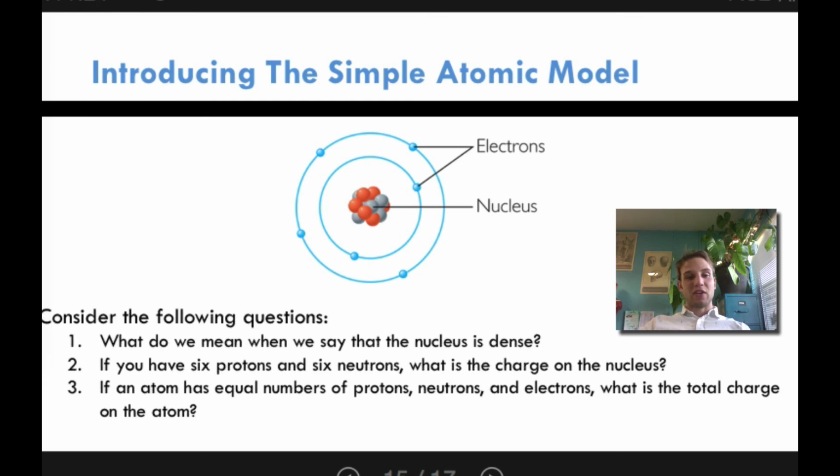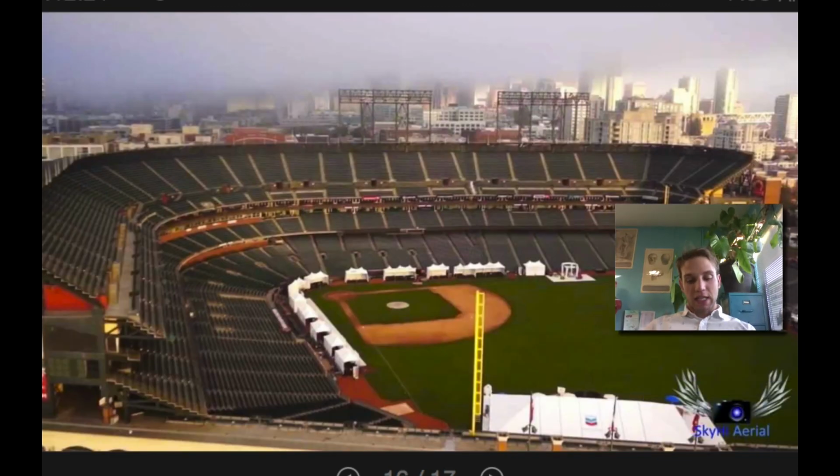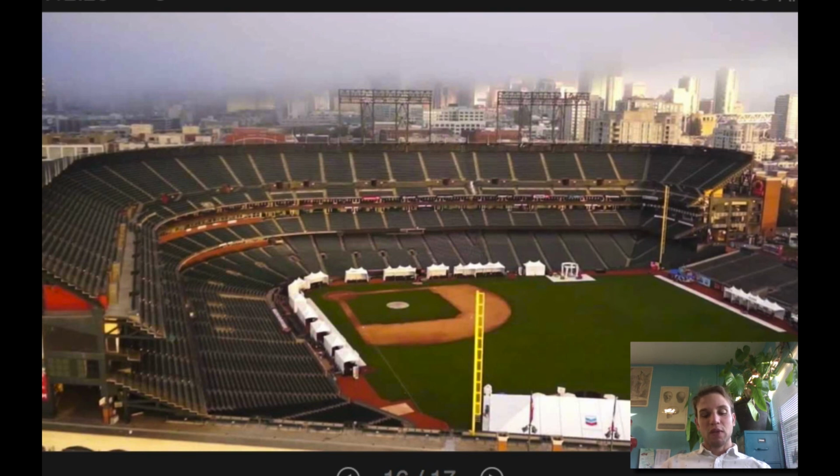And I would like you to consider these questions about the model. I'm going to skip forward. How small is the nucleus of an atom? Well, we know that there's lots of different atoms that make up the different elements, but if you looked at the average, you would find that if we took this baseball stadium and said this baseball stadium three-dimensionally was the size of an atom, then the size of the nucleus would be smaller than that baseball, somewhere between the size of a marble and a baseball.